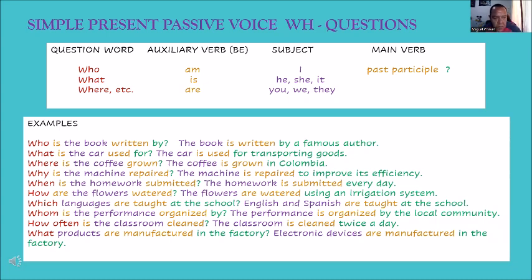Examples. Who is the book written by? The book is written by a famous author. What is the car used for? The car is used for transporting goods. Where is the coffee grown? The coffee is grown in Colombia. Why is the machine repaired? The machine is repaired to improve its efficiency.